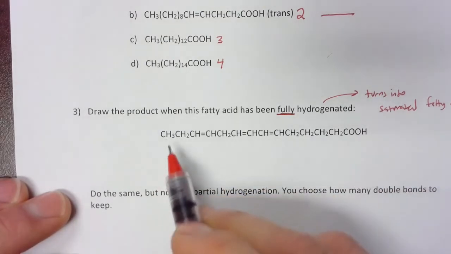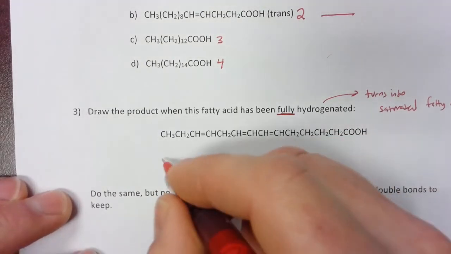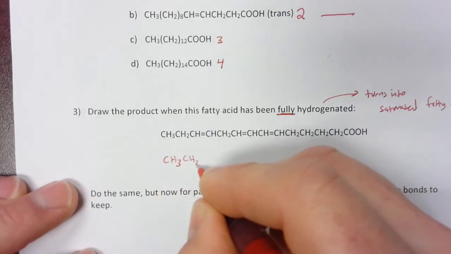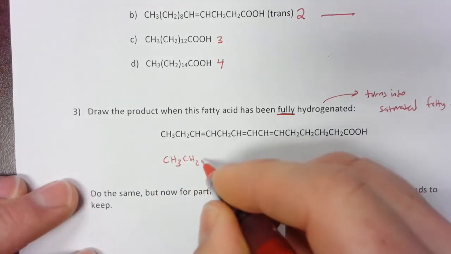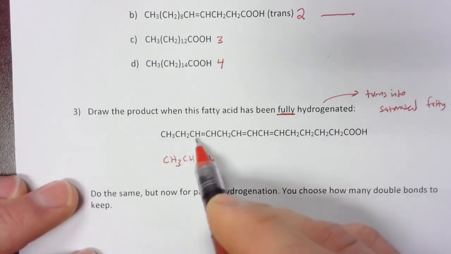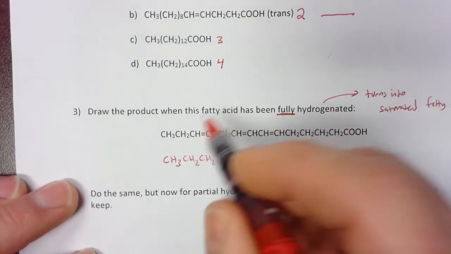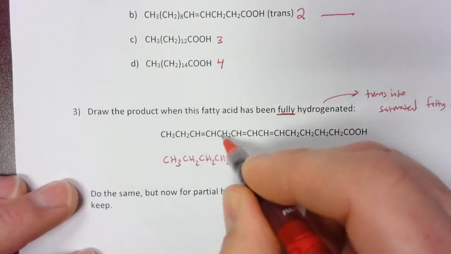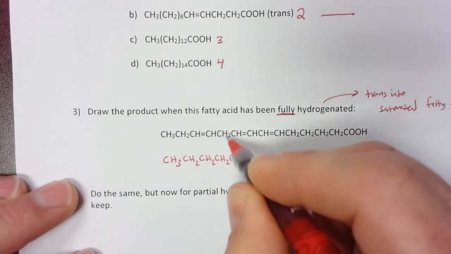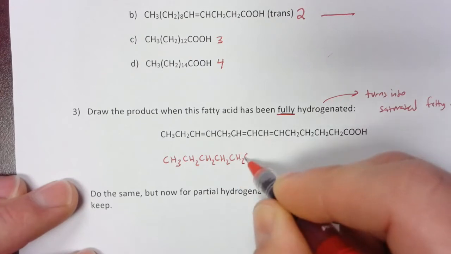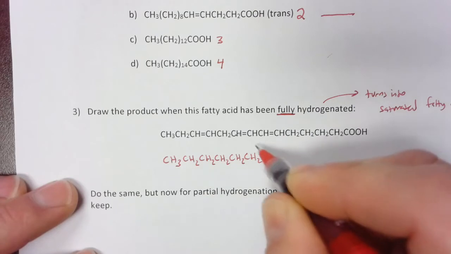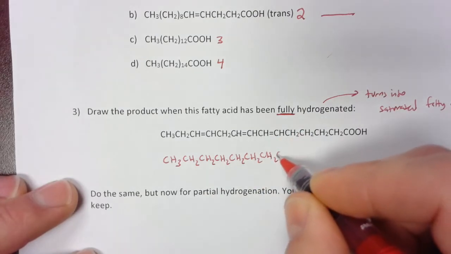I'm going to count the carbons. Well, actually I'll just write these out in order. So CH3, CH2, this becomes a CH2 because it's been fully hydrogenated. So this double bond goes away, replacing that with 2 CH2s. Then the next CH2 here. Then we come to another double bond. Again, these both become CH2s because that double bond goes away.